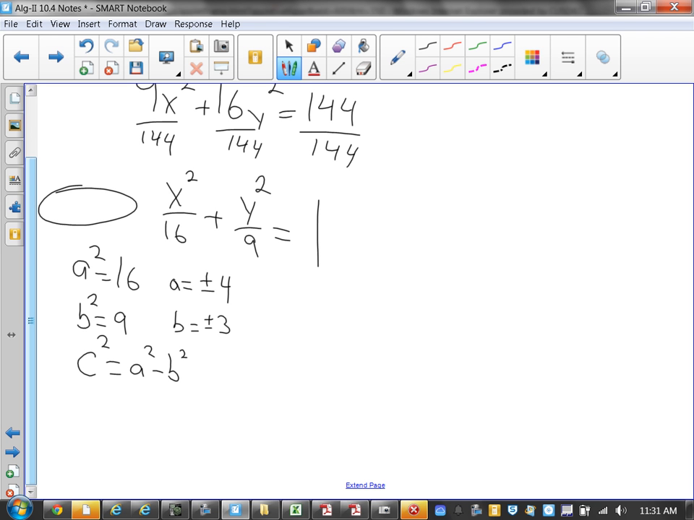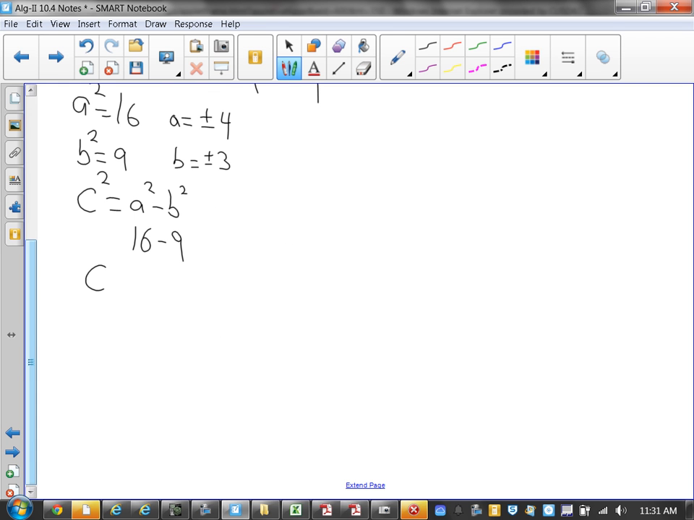Hence, this is why the a squared term is always the largest. So what's 16 minus 9? 7. Okay? So if c squared is 7, what's c? Plus or minus square root of 7. Good. So c will be plus or minus root 7.